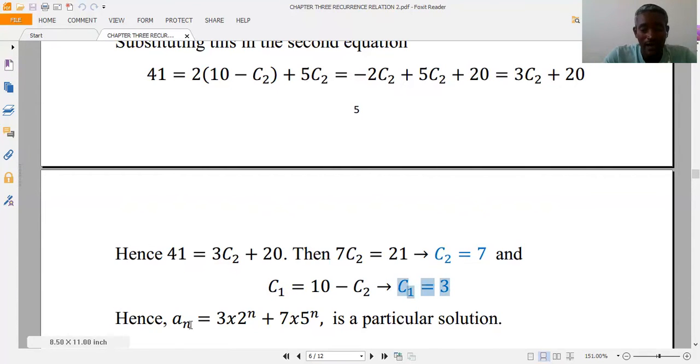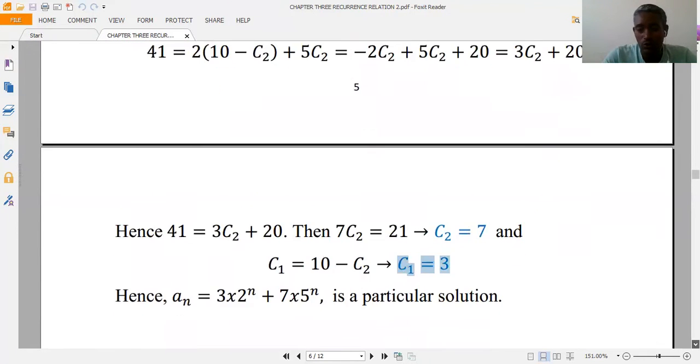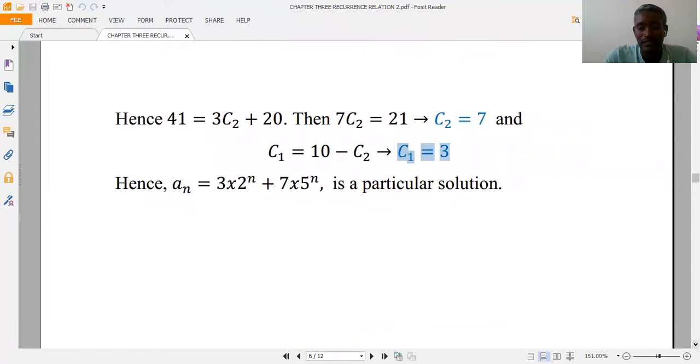Therefore, a_n, which is equal to 3 times 2 to the power of n plus 7 times 5 to the power of n, is a particular solution to the recurrence relation.